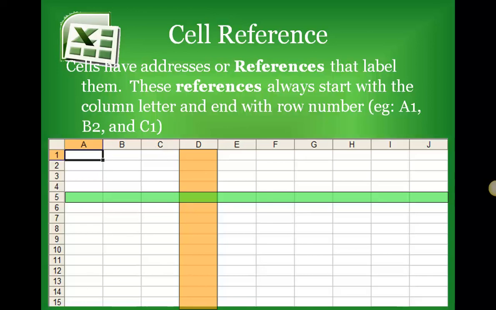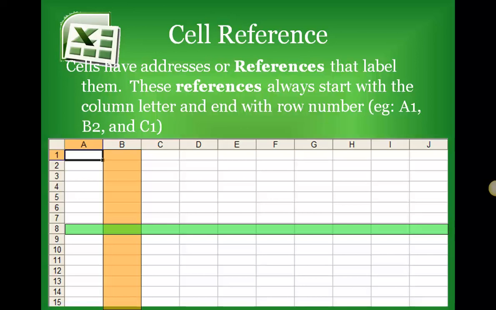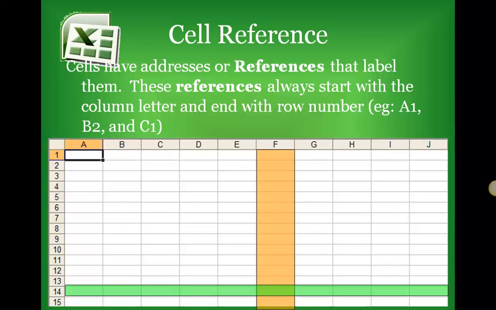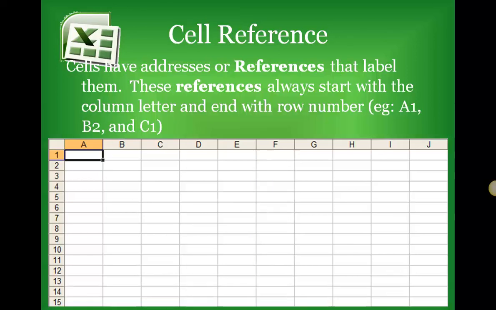This, if you said D5, is correct. This one is... If you said B8, you are a star student. This is... I do believe I heard you say F14. That would be correct.